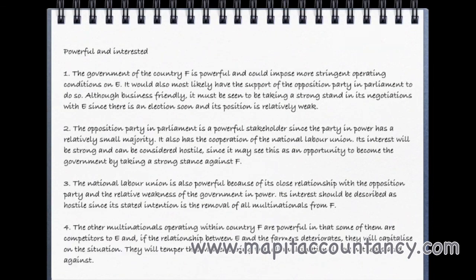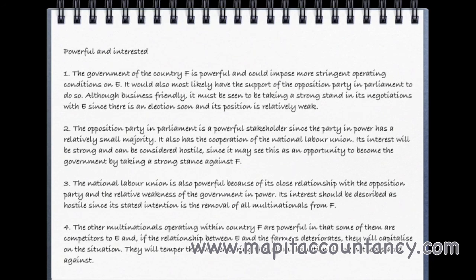The other multinationals operating in country F are also powerful in that some of them are competitors. If the relationship between E and the farmers deteriorates, they will capitalise on the situation. So they will maybe take over those cooperatives, for example. They will temper this by ensuring that all multinationals are not legislated against.